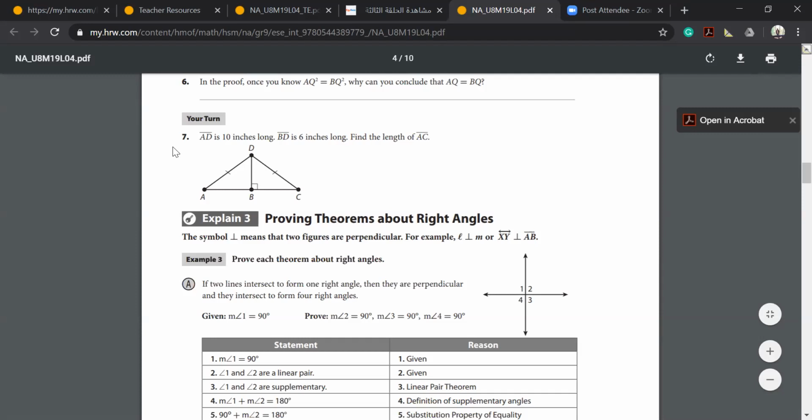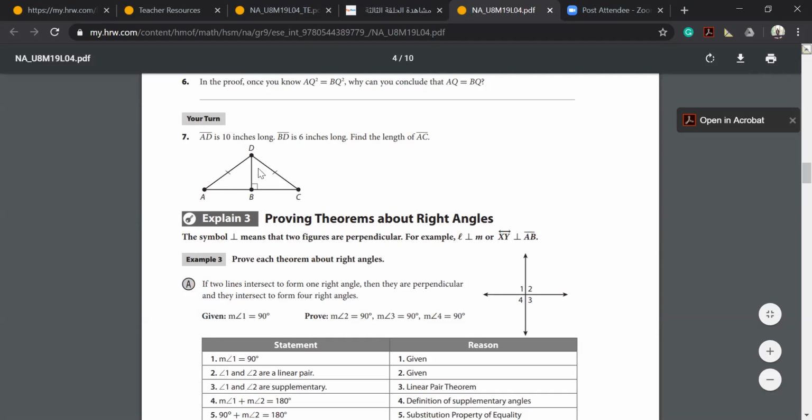Question 7. I'm just going to read it with you. He gave you that AD is 10. And you know what this means, girls, right? When he gives you this mark on both sides, he means that these two sides are equal. So AD is equal to DC. So you understand that this is 10 and this is 10 as well.